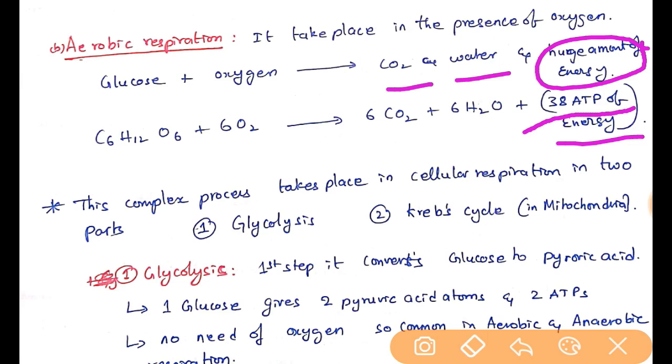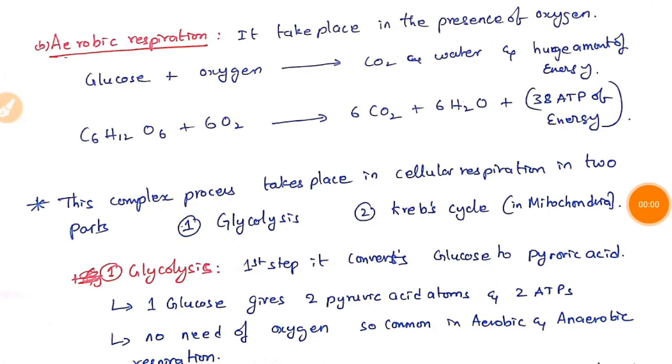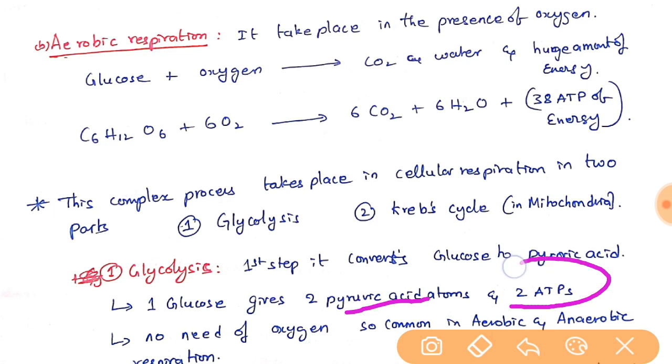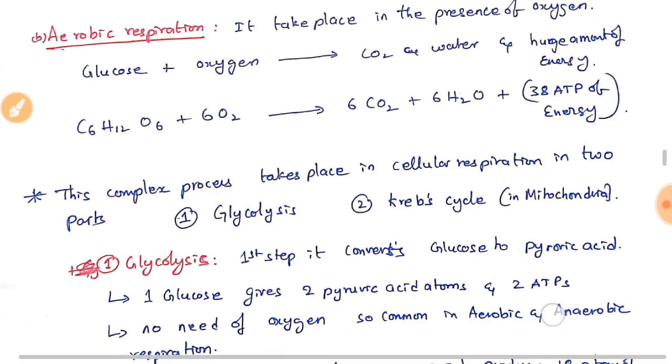In anaerobic respiration, we can see that only 2 ATP molecules are formed. Here 38 ATP molecules are formed because a huge amount of energy is released, friends. Aerobic respiration is divided into glycolysis and Krebs cycle, friends. Glycolysis is the first step of the breakdown of glucose to pyruvic acid. For one glucose molecule, two pyruvic acid molecules are formed along with two ATPs, and this doesn't need oxygen. So this part of glycolysis is the same for aerobic as well as anaerobic respiration.